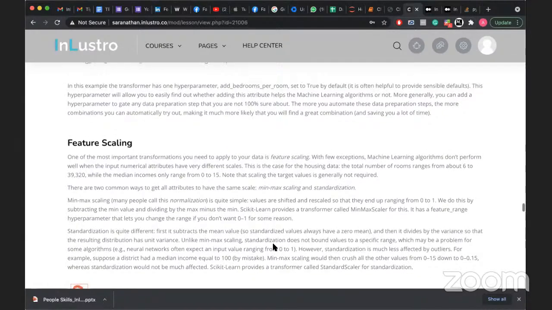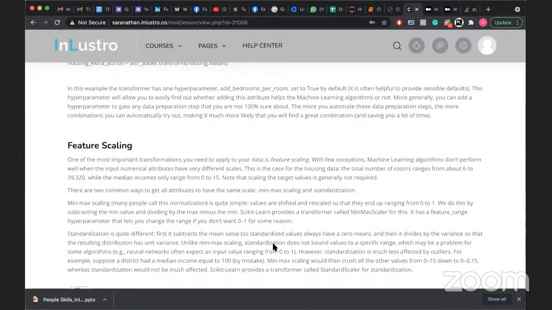Good. One of the important transformations that you have to apply is called feature scaling. Guys, we'll go up till 5:30, so 10 more minutes. So, feature scaling. With few exceptions, machine learning algorithms don't perform well when the numerical attributes have different scales, right? We already saw the case for the housing data. The number of rooms ranges from 6 to 39,320, while median income ranges from 0 to 15. Basically, they are not on the same scale.